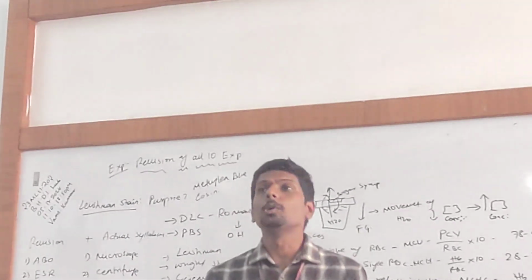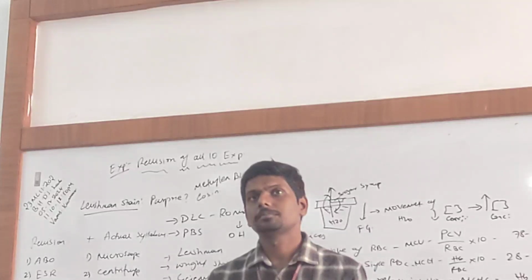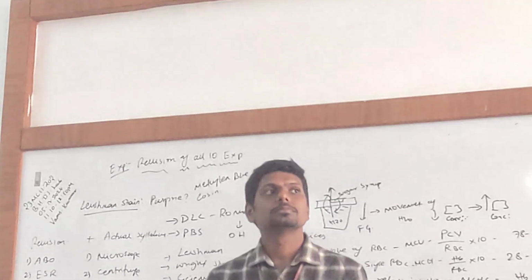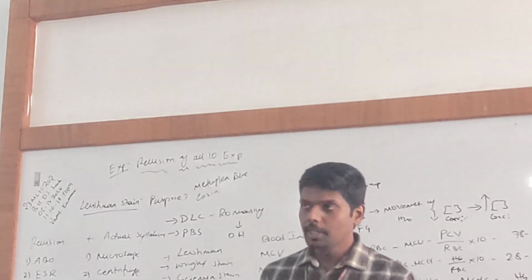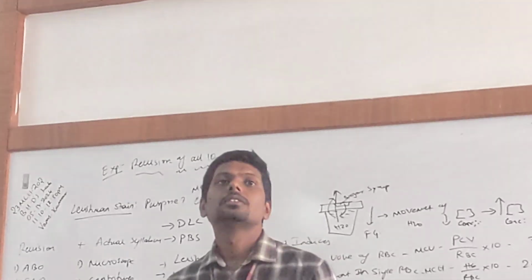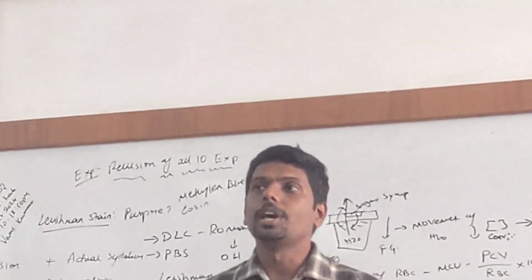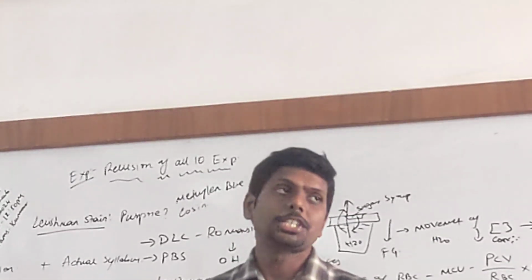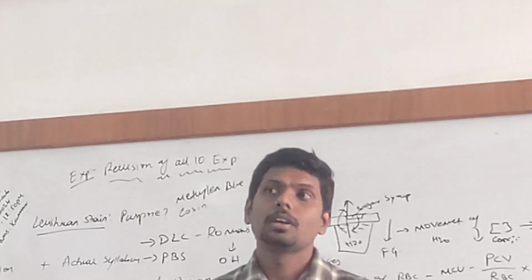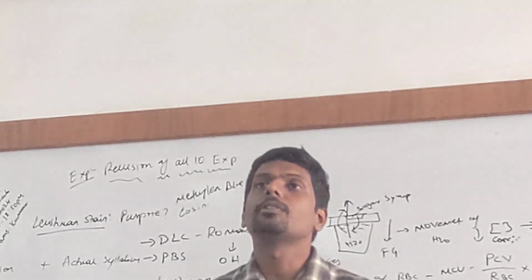What is the difference between grouping and typing? Grouping is ABO and typing is positive and negative, very good. Who discovered Rh typing? Alexander S. Wiener, right? Okay, very good.